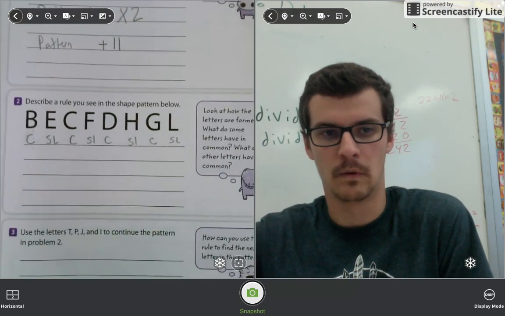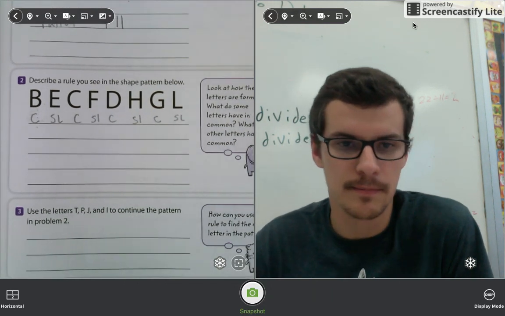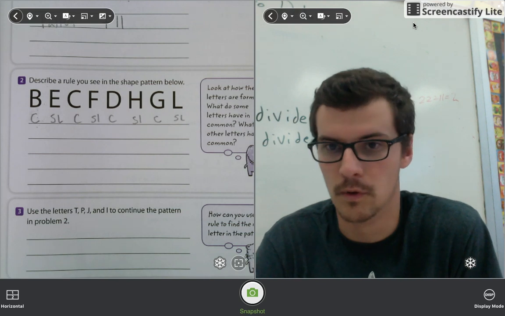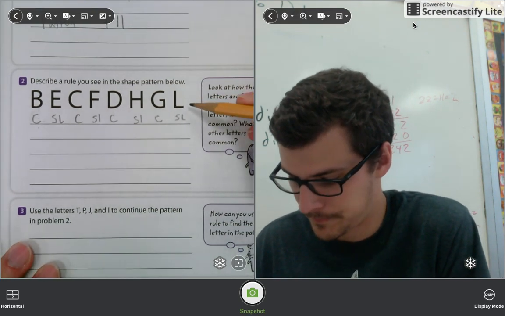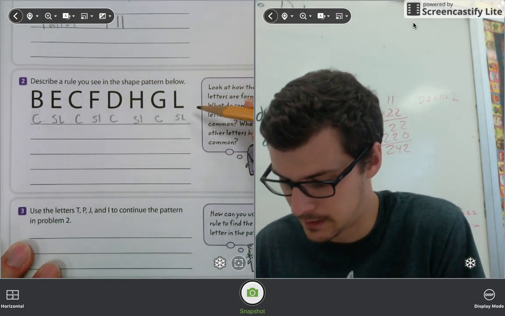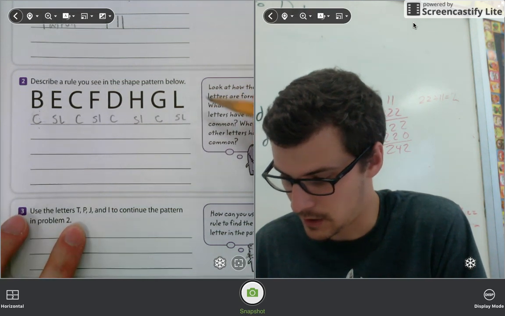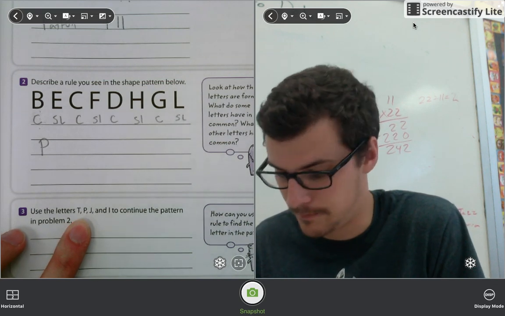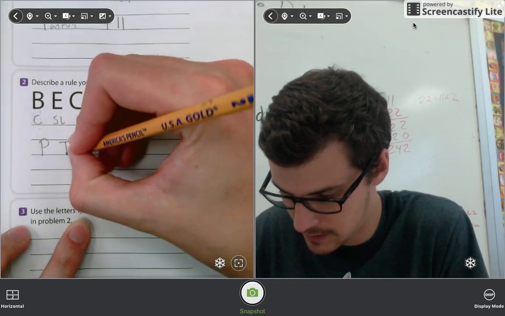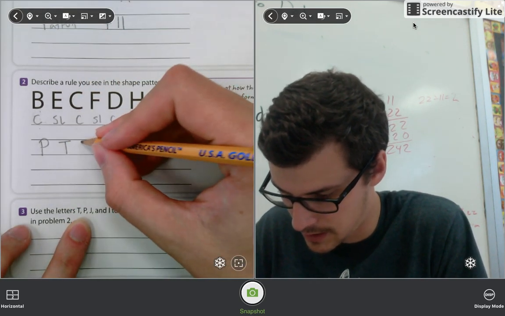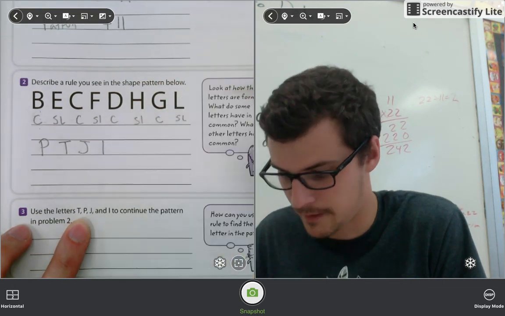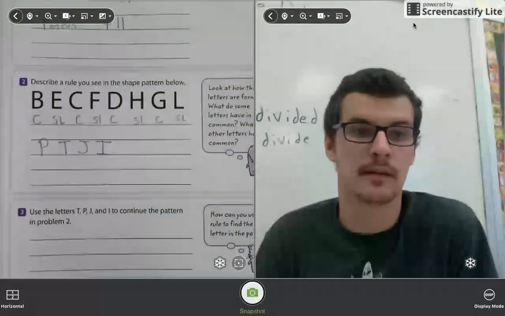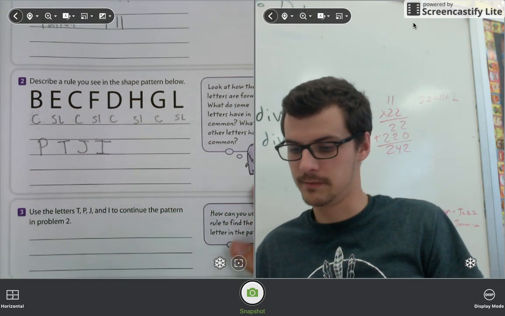Number 3, use the letters T, P, J, and I to continue the pattern in problem 2. Ooh, okay. So, T, P, J, I. I would say a curve has to come next. So I'll say P, and then a straight line, so T, J, I. And even if you do a capital I like this, you still have nothing but straight lines. So that would answer that question.